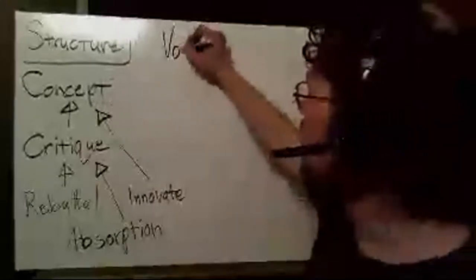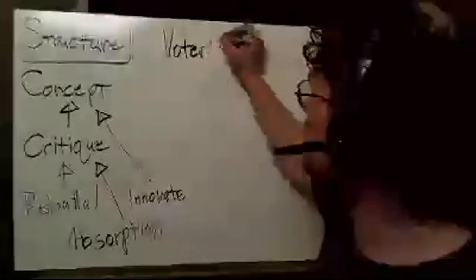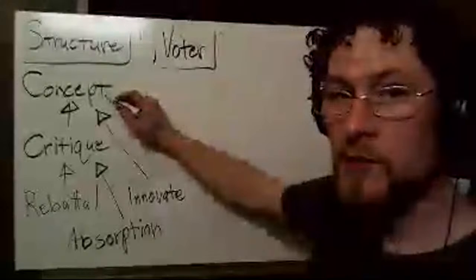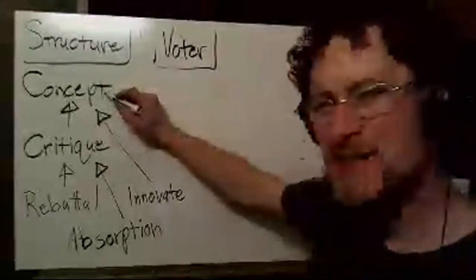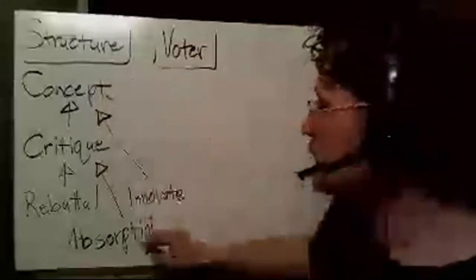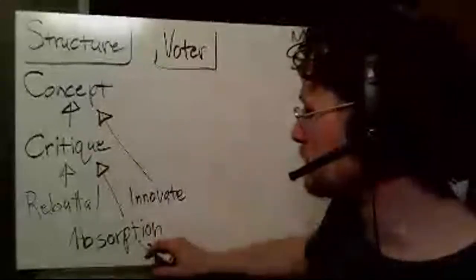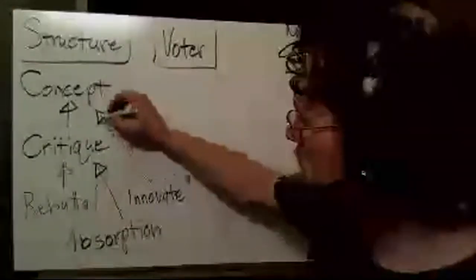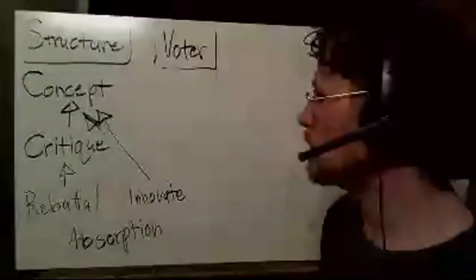Then there is the voter. Voter is very simple. So anytime you have a concept, a voter can agree on it, or they can disagree with it by agreeing with a critique. Or if they don't agree with the original concept, they might, how did I do that? Absorption to the critique. I guess the absorption would actually come up here. Yeah, sorry. So, yeah. So you could also agree with the innovation or with the absorption.